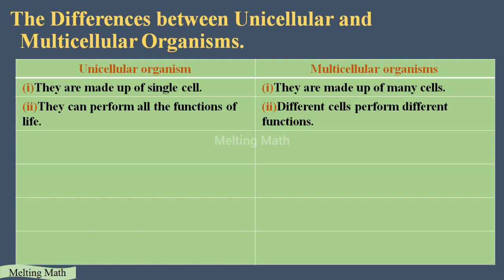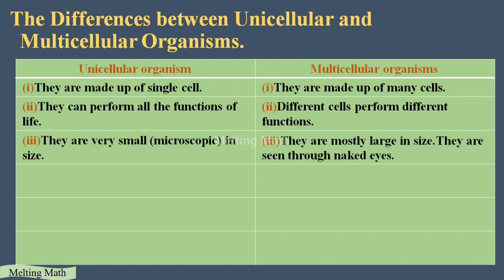Okay, like that. After the third point, unicellular organisms are very small in size. They are microscopic in size. We cannot see them with our normal eyes. We can see them only with a microscope. Next, multicellular organisms are mostly large in size. They can be seen with the naked eye. Yes, we can see them with our eyes. They are large in size.